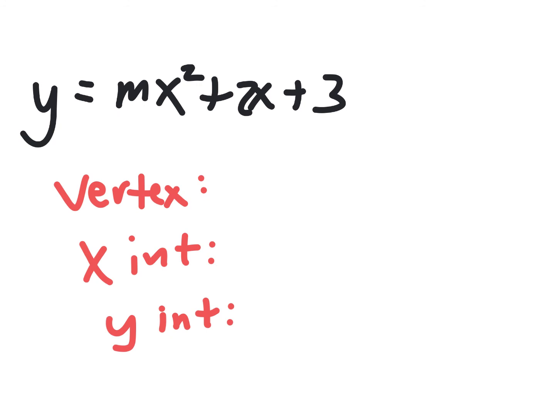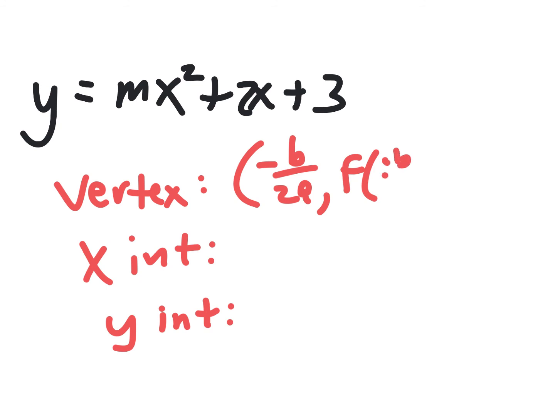I'm going to give you a little time here. Okay, let's see how you do. The vertex. I hope you just have this memorized. Negative b over 2a, comma, f of negative b over 2a. So if you figure out negative b over 2a, you could stick it in the function. All right, so what is negative b over 2a in this case?